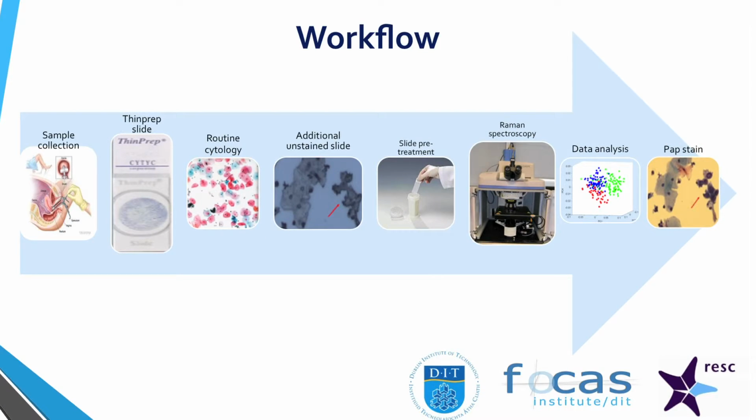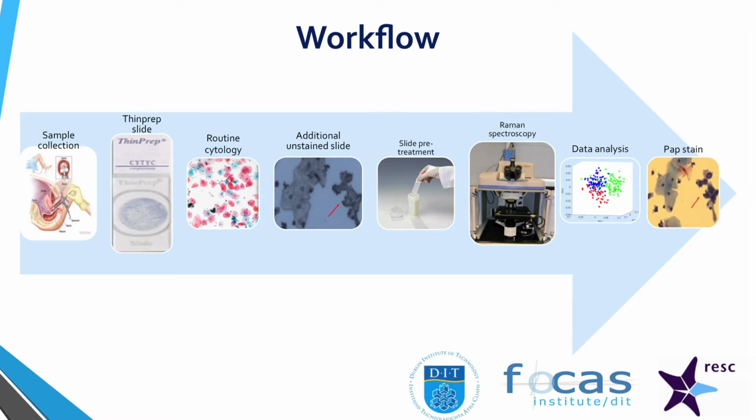The sample is collected from the cervix, sent to the laboratory, the slide is made, routine cytology is performed. Once that case is reported, we then have ethical approval to get access to the same vial of cells. We can take some of the cells, make an additional slide. We can't use the stain slide because unfortunately the stains themselves have their own unique Raman fingerprint as well. So we must use unstained material.